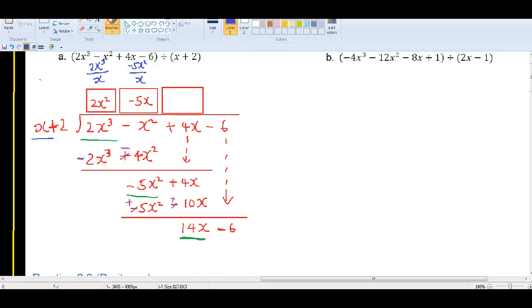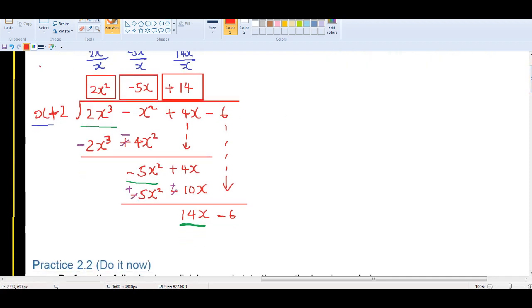So you use that 14x divided by x. So you will have plus 14. Remember, you need to include that plus. Don't just write 14. When you use that plus 14 times this one, you got 14x plus 28. But before you do the addition, change the sign. So that's minus 6 minus 28. So should be minus 34.